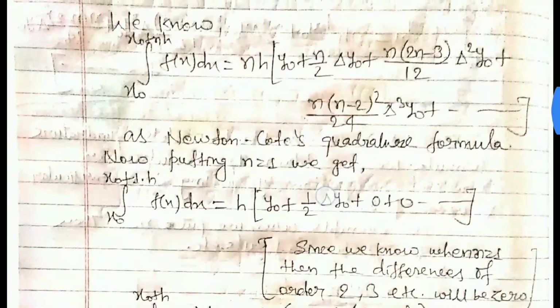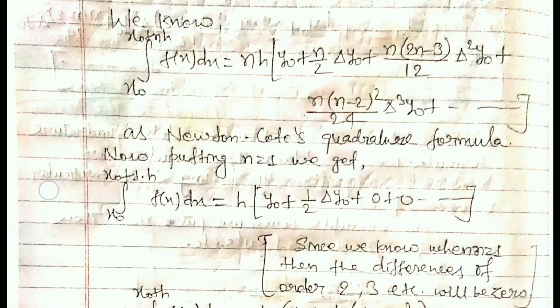So what do we see here? In this Newton-Cotes quadrature formula, if we put n equal to 1, then we get the integral from x0 to x0 plus 1h, that means in place of n we put 1, so nh into y0 plus n by 2, that means 1 by 2, first difference of y0, plus 1 into (2 into 1 minus 3) by 12, and so on.